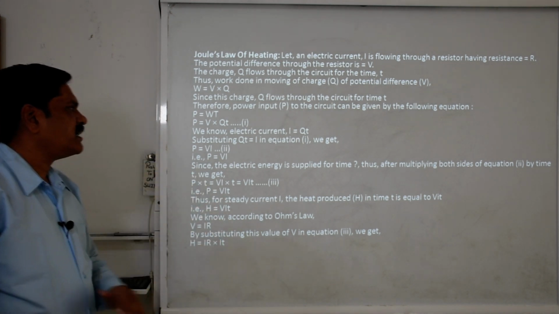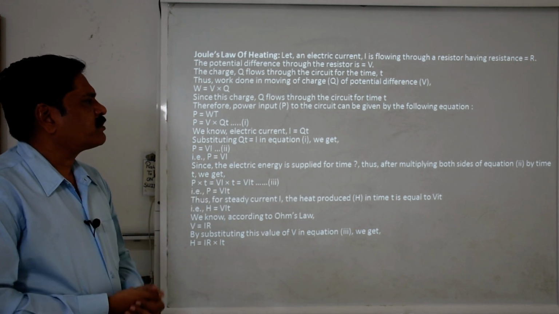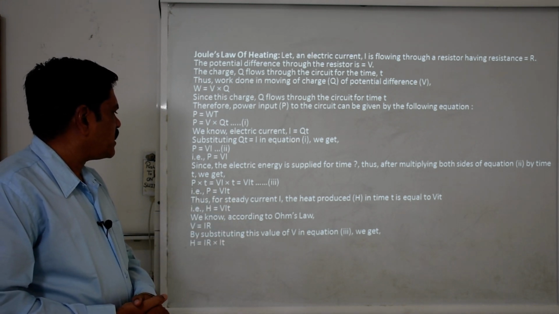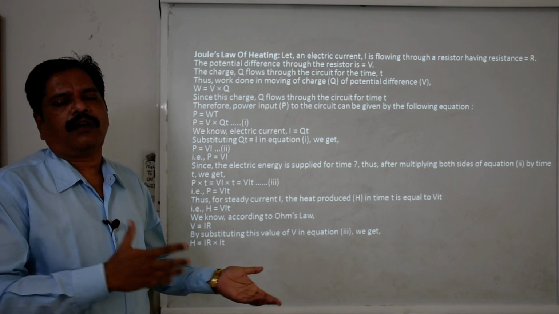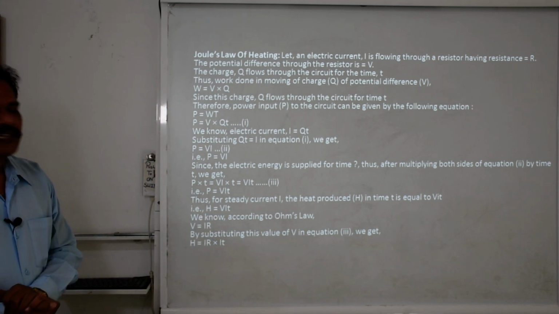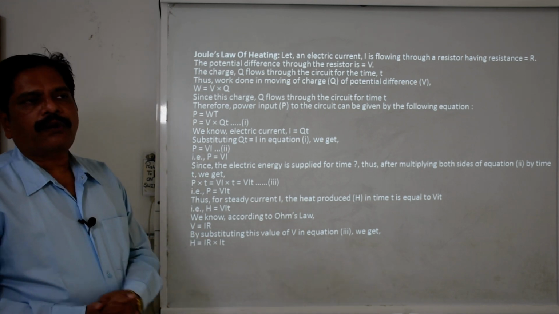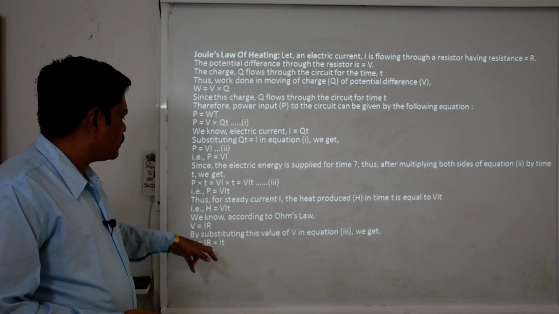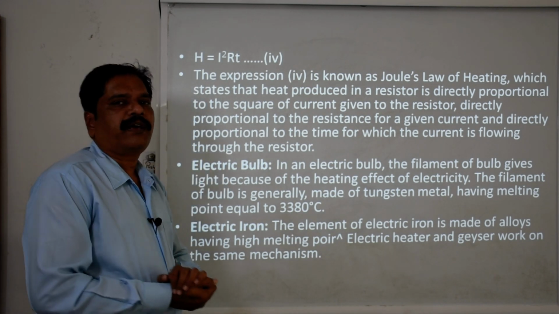Since the electric energy is supplied for a time, after multiplying both sides of the equation by this time you will get PT is equal to VIT. For a steady current, I is always equal on both sides. So we will have H is equal to VIT, and we know according to Ohm's law, V is equal to IR. So this V is replaced by IR, and here we have H is equal to I squared R T.